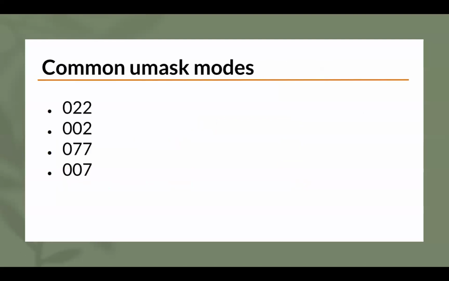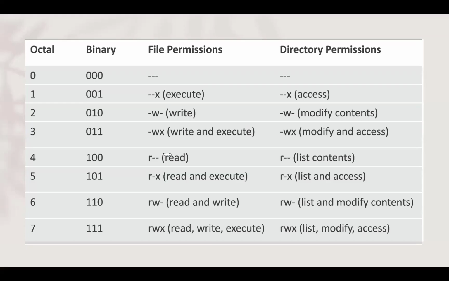Here are some fairly common umask modes: 022, 002, 077, 007. This table contains all the resulting permissions created by each and every one of the 8 umask permutations. Here, the binary and the octal value represent zeros, so no permissions are provided. Now, when the octal value is 1 and the binary value is 001, we are just giving the execute permission. Read is 4, write is 2, and execute is 1. So here I'm giving 1, so only the execute permission will be given to the file.